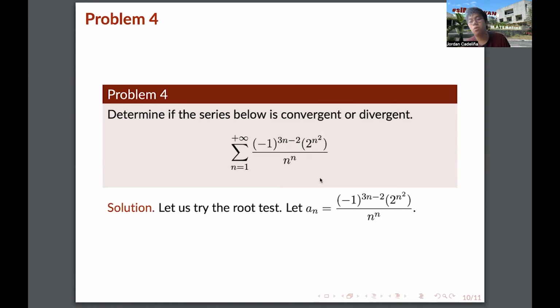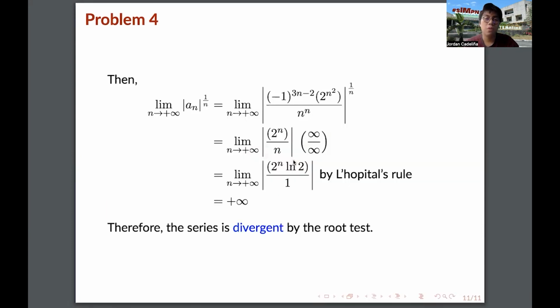Let a sub n be equal to the expression inside. So the limit of the absolute value of a sub n raised to 1 over n as n approaches positive infinity is the limit as n approaches positive infinity of negative 1 raised to 3n minus 2, 2 raised to n squared, all over n raised to n, all raised to 1 over n. Notice that the negative 1 part becomes just 1. So what remains, when you distribute the 1 over n, is 2 raised to n over n. So we take that limit as n approaches positive infinity. Notice that it is infinity over infinity. So we need to do something, and in this case, we apply L'Hopital's rule.